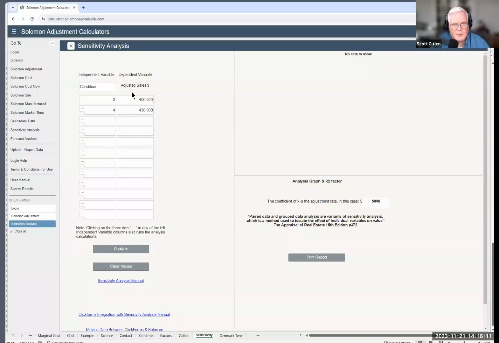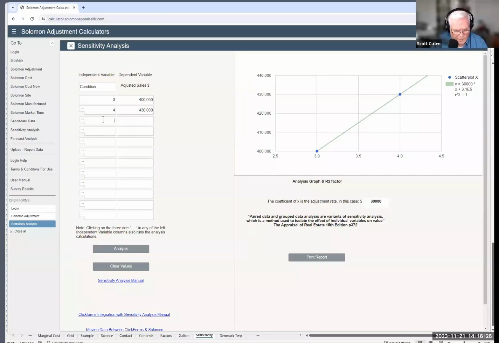Now, again, this is adjusted pairs. Let's say that you're pretty comfortable with these two being representative of the difference in condition. You know, we could do that in our head. A lot of us do, but this is a way to document it. But there's more data. Here's another 3-condition house.